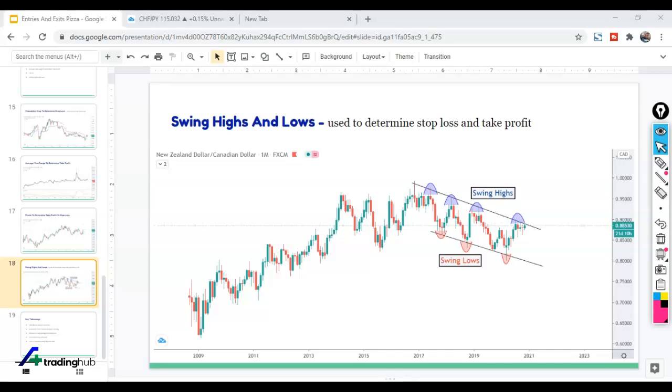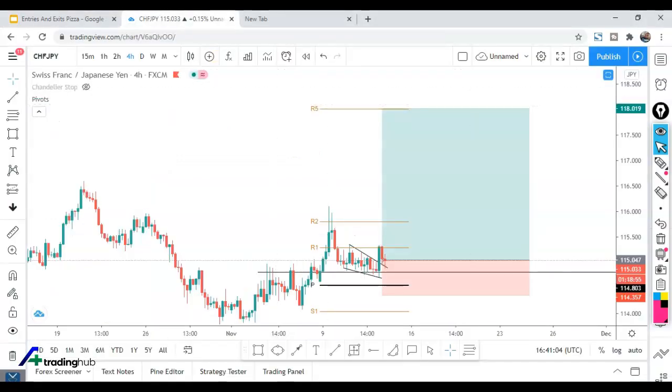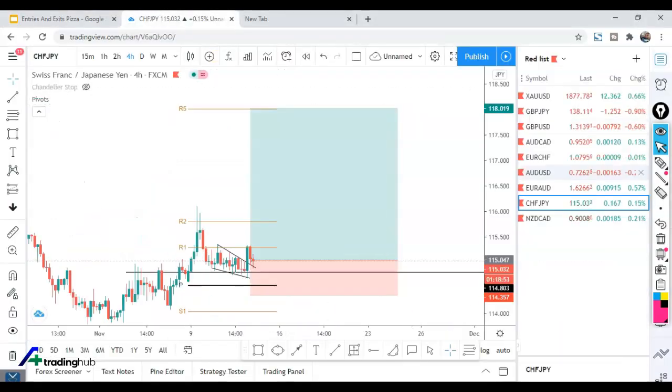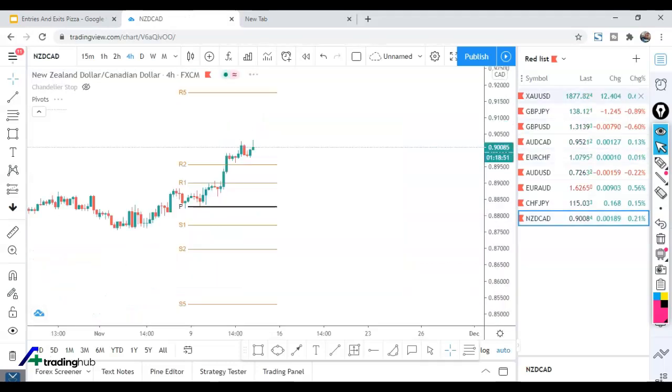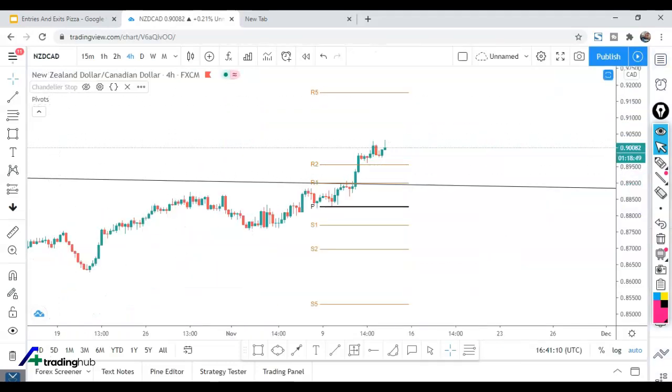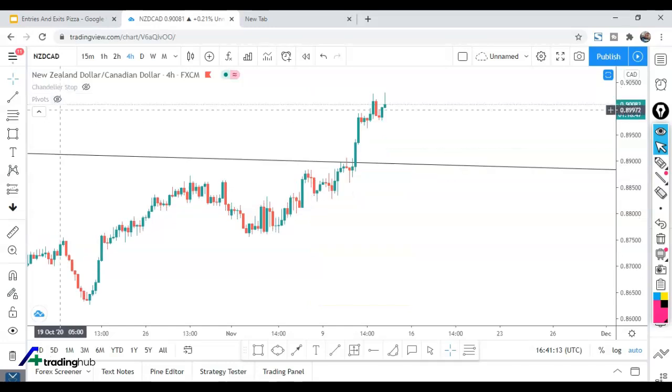All right, let's see how this thing works. So we go to the live chat, we go to TradingView, our best friend. TradingView is my best friend. So NZDCAD, we use NZDCAD for this, and we are going to turn off the pivot. This is NZDCAD, New Zealand dollar, Canadian dollar, in case you don't know.